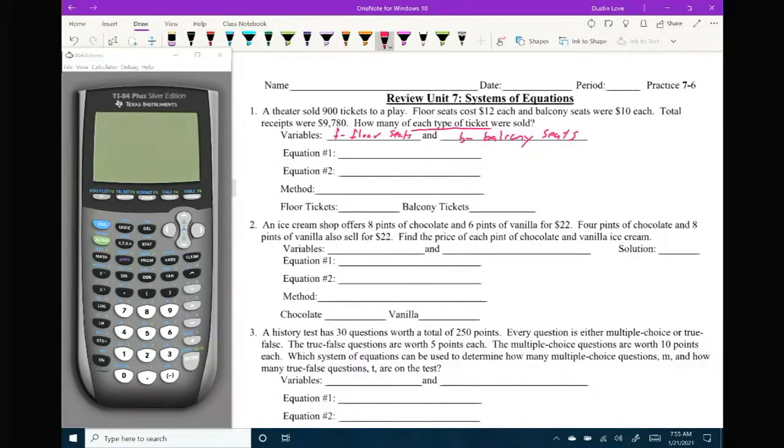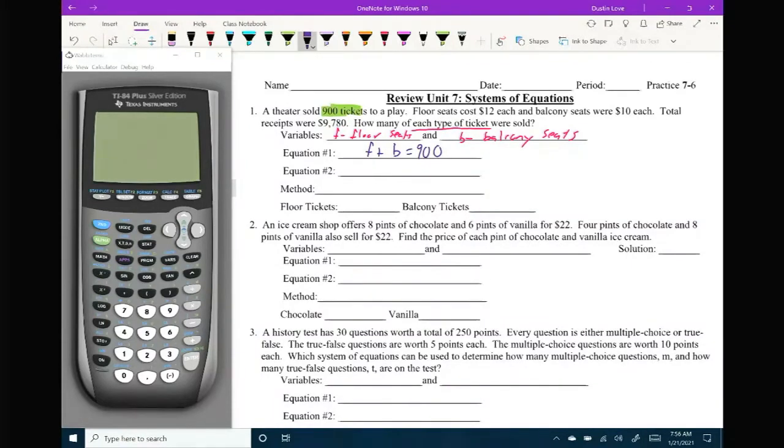All right, so the theater sold 900 tickets. Now, that 900 tickets, that is a total. And since I've only got floor and balcony tickets, what that means is if I add up the number of floor seats plus the number of balcony seats, I get 900 seats total.